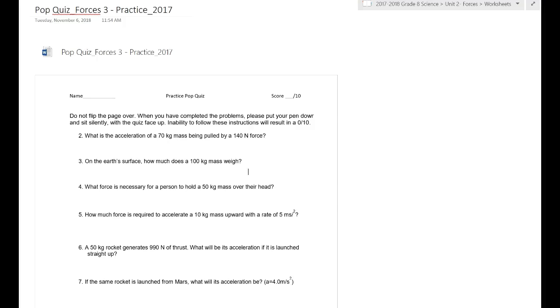Here we'll go over the practice pop quiz that we took earlier in the week. The numbers are all messed up just because when I made the quiz, I photocopied it directly from other practice problems that you guys have completed before.